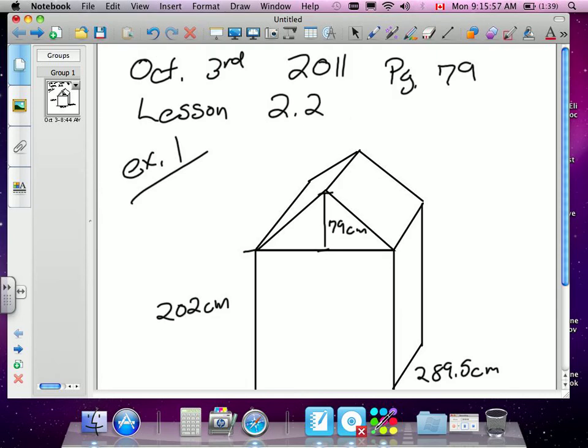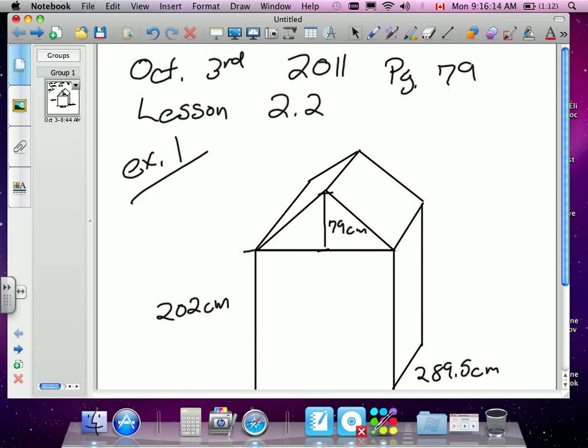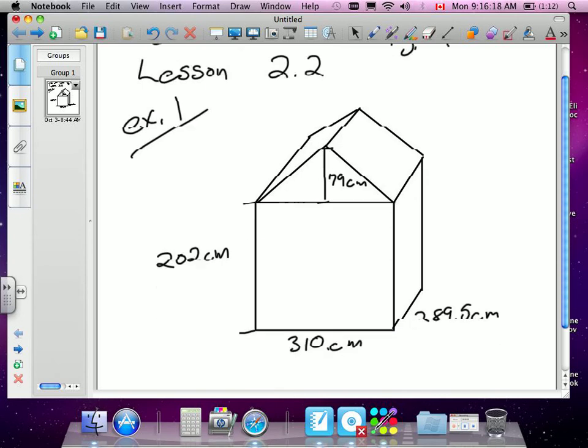Okay, today's October 3rd, 2011. We're going to do the example on page 78 and 79. We're on lesson 2.2. We're finding volume of composite objects. Again, composite objects are objects that are made up of many different shapes. So we did some of this stuff yesterday where we did area of composite objects. Today we get a little more in-depth with this stuff.